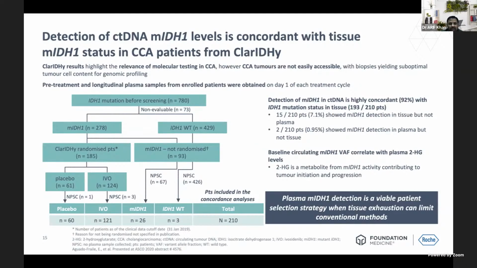So this is another study in which they studied the concordance between liquid biopsies and tissue biopsies. We know tissue is an issue in cholangiocarcinomas. It is difficult to find samples. Biopsy samples are most of the time inadequate because the site is very difficult to biopsy. So as an alternative, we can use liquid biopsies to test for these mutations. We can just send a blood sample and it can pick up those mutations.